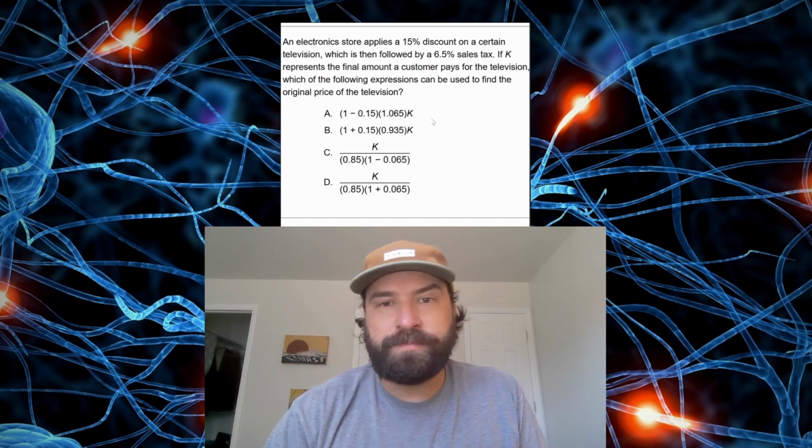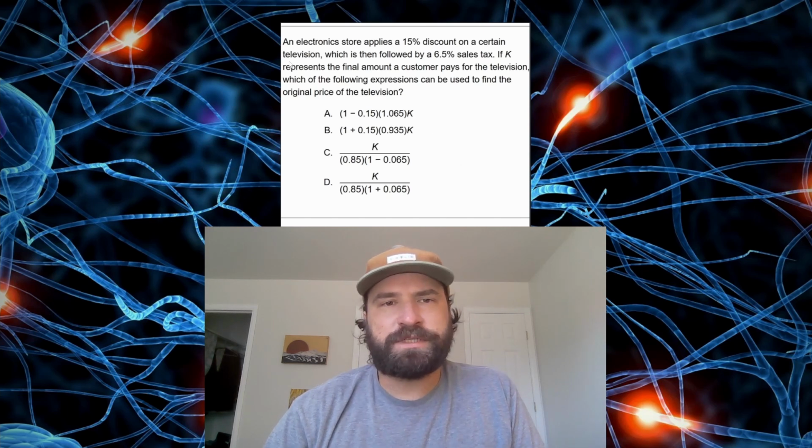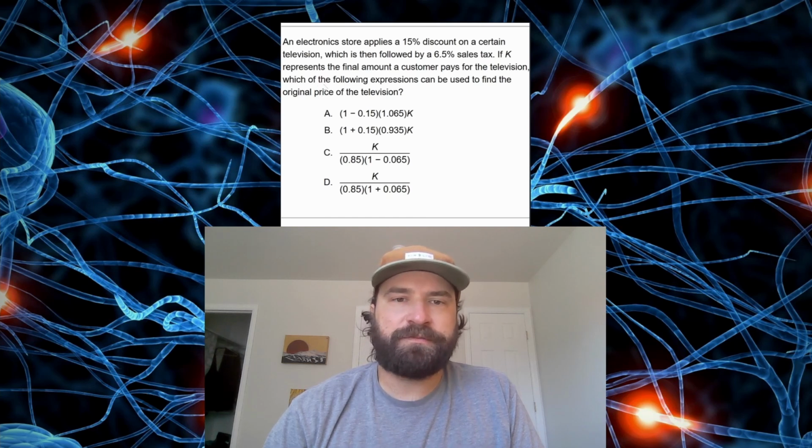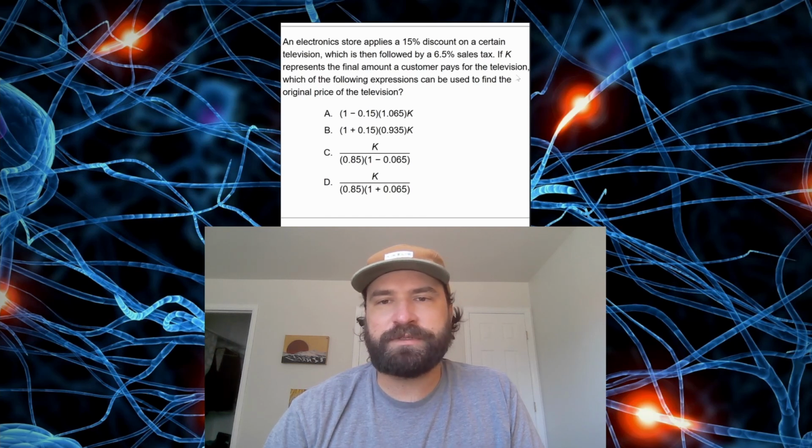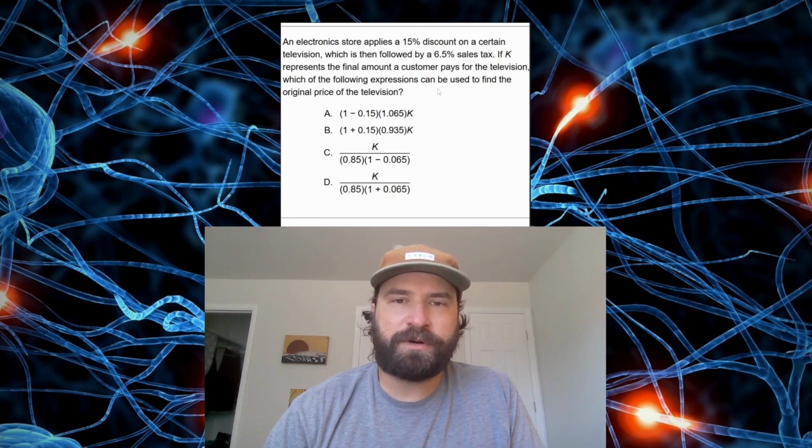All right, let's run through another MTEL question, dudes. So this one says, an electronics store applies a 15% discount on a certain television, which is then followed by a 6.5% sales tax. If K represents the final amount a customer pays for the television, which of the following expressions can be used to find the original price of the television?